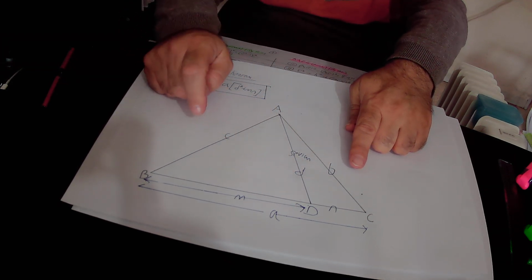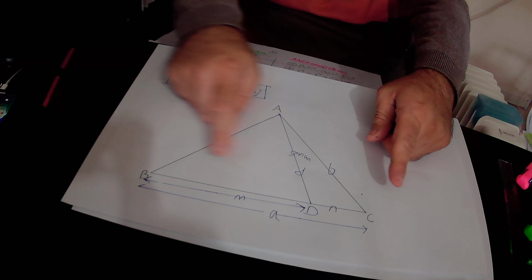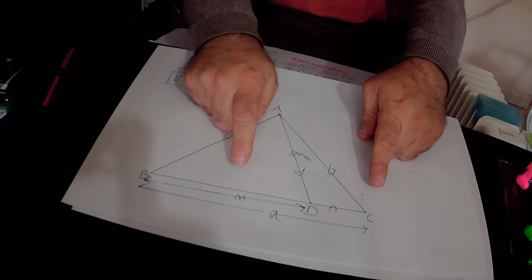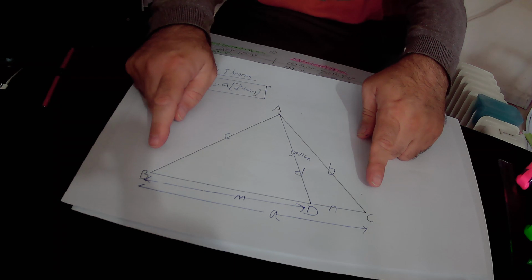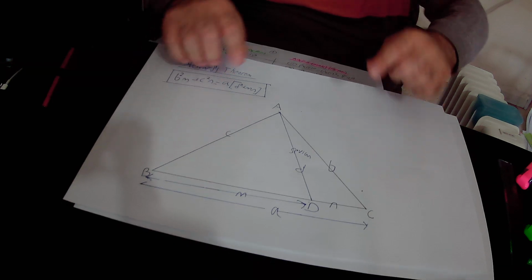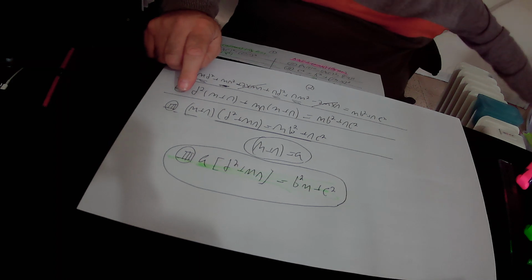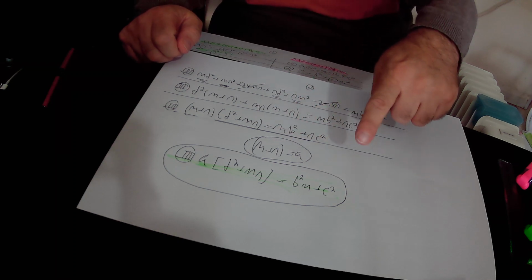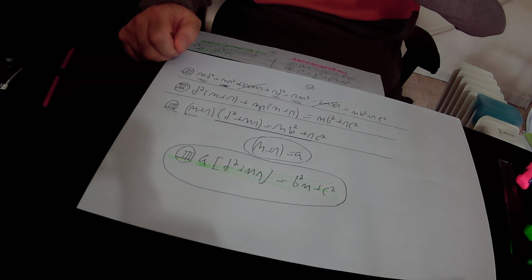BC equals a according to our definition, but BC also equals BD plus DC. So BC equals BD, that is m, plus DC, that is n. So from one side BC equals m plus n, from the other side it equals a, therefore a equals m plus n. So we can substitute m plus n by a. We did it here and we found that m plus n is a. Inside the brackets we have d squared plus mn, and it is equal to b squared m plus c squared n. And this is exactly Stewart's theorem.